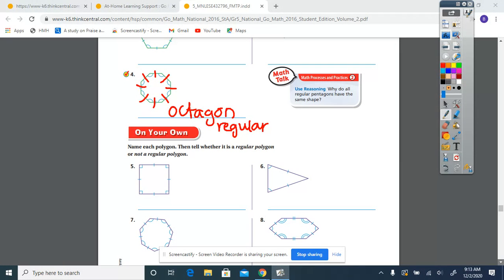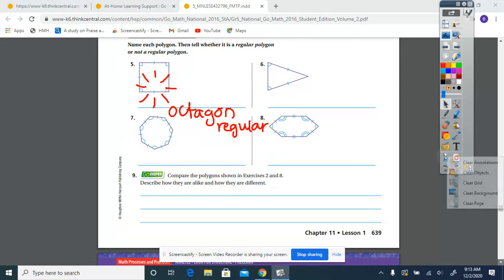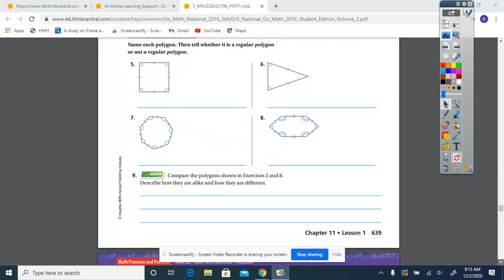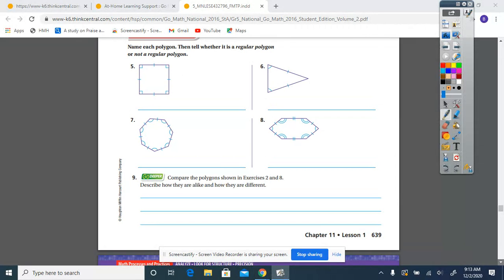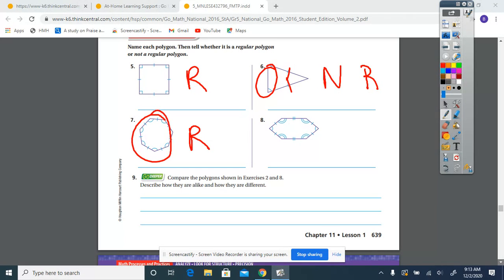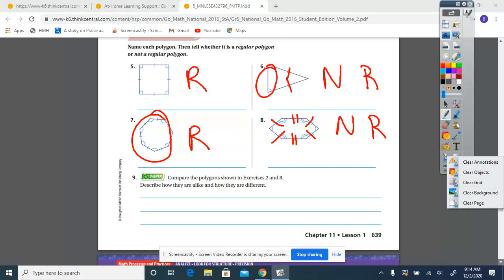If we continue to go down, this one would be regular because all the sides and angles are congruent. This one would be not regular because these two are the same, but this one is not. This would be regular because they're all the same. This would be not regular because they're not all equal. Although there are 2 sets of sides that are equal, not all the sides are equal.